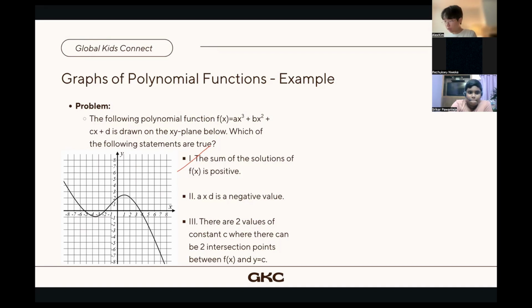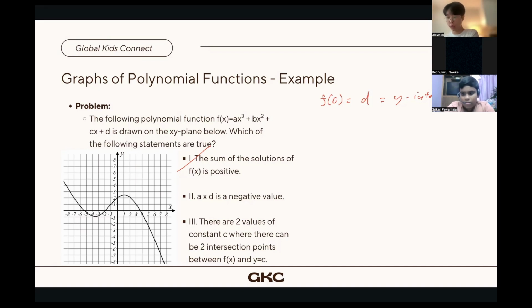Sorry about that. Coming back to our second statement, A times D is a negative value. We can say that D is the y-intercept, because when we plug in x equals 0, we get a value of just D, since every x term becomes 0 and the only thing that remains is D. So this will be our y-intercept.